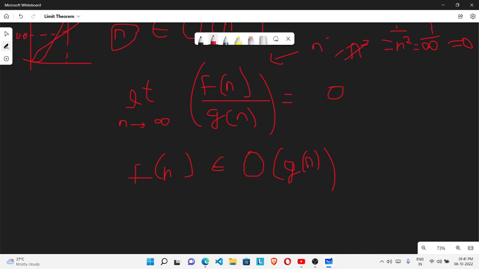If the first function is smaller, f of n is less than g of n. So you can compare any two functions. Let's take n and n raised to 5. You can easily see that n is less than n raised to 5. So n belongs to big O of n raised to 5.